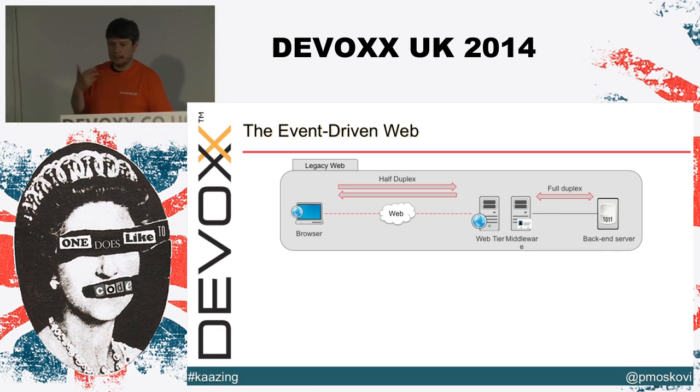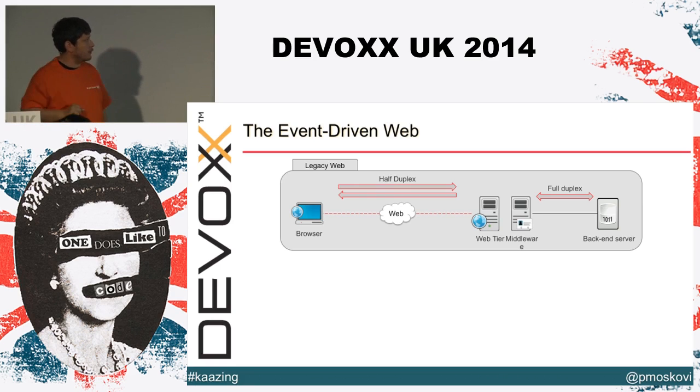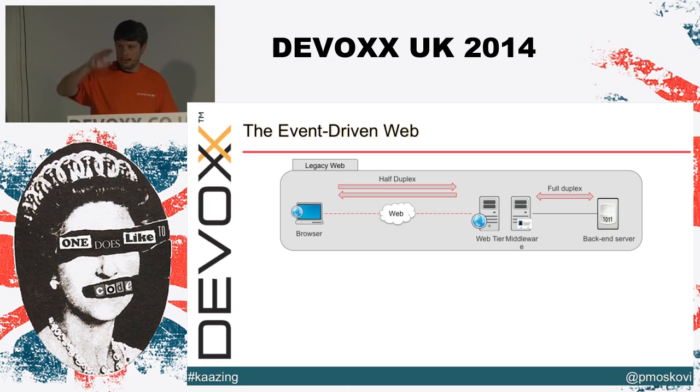So in the world of the legacy web, the web that we live in mainly today, we have a full duplex connection between our back-end server and our middleware. However, between our browser and our middleware, we have a half duplex connection. So typically the life cycle of a request is I'm clicking on a link or entering a URL. The server does a call to the backend. The backend returns some data. Some rendering is happening on the middle tier. And the browser is used as a dumb rendering device.